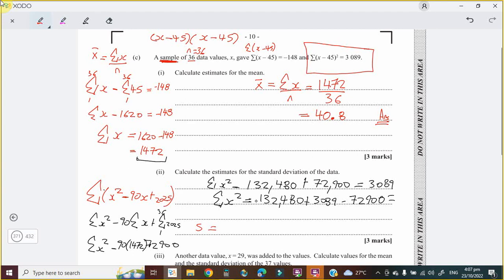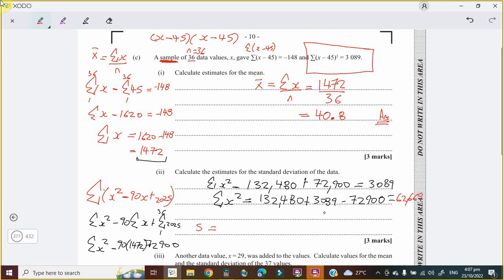This part, 132,480 plus 3,089 minus 72,900. 62,600, and how much?